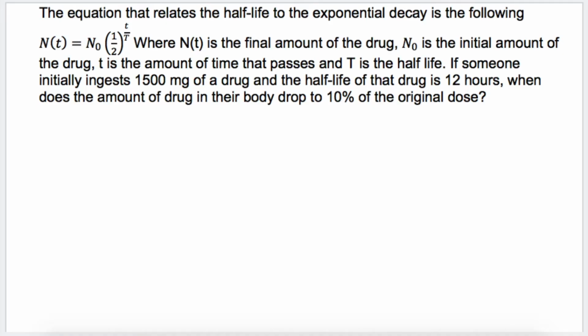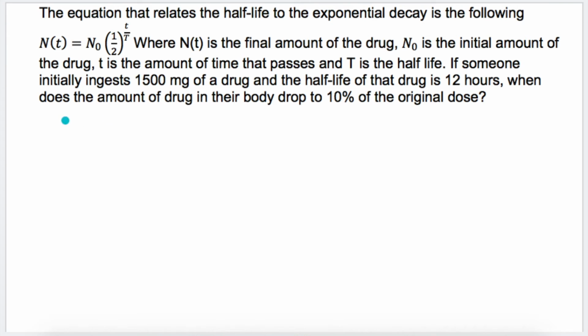In this third application, we're told that the equation that relates the half-life to the exponential decay is the following, this expression here, where N of t is the final amount of the drug, N naught is the initial amount of the drug, t is the amount of time that passes, and T, capital T, is the half-life. If someone initially ingests 1,500 milligrams of a drug and the half-life of that drug is 12 hours, when does the amount of drug in their body drop to 10% of the original dose?